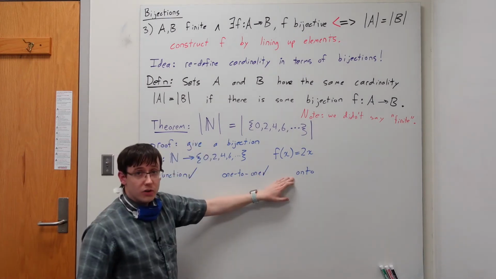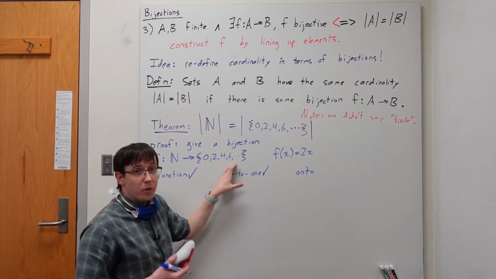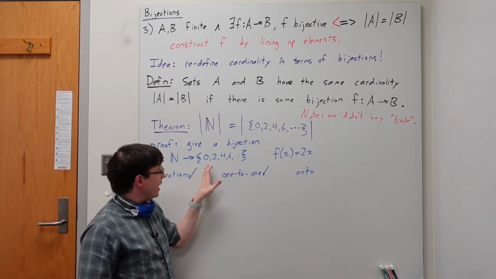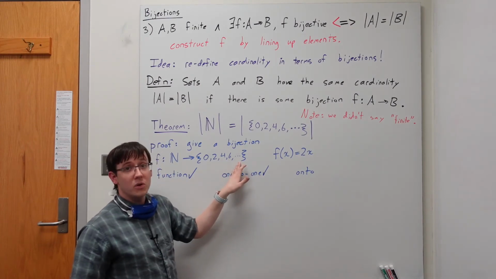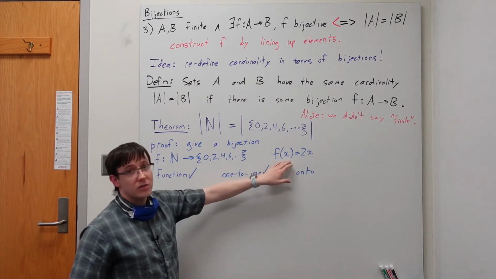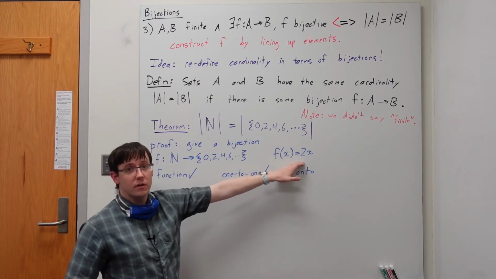For it to be onto, we need that every element of the output set can be produced as an output of the function. And that's the case because every one of these even numbers in the output set is equal to 2 times x for some x, so it can be the output of this function.